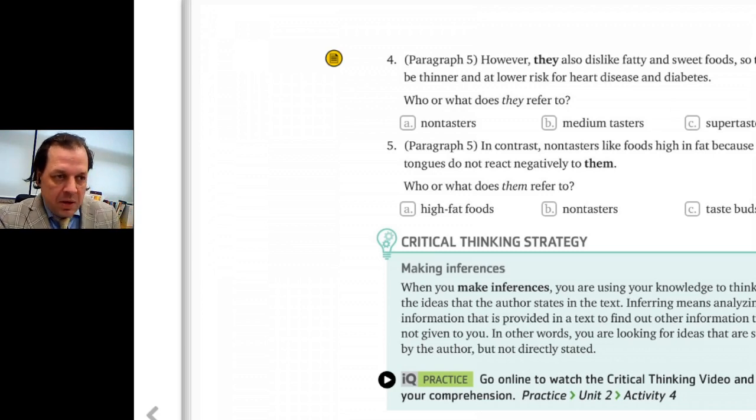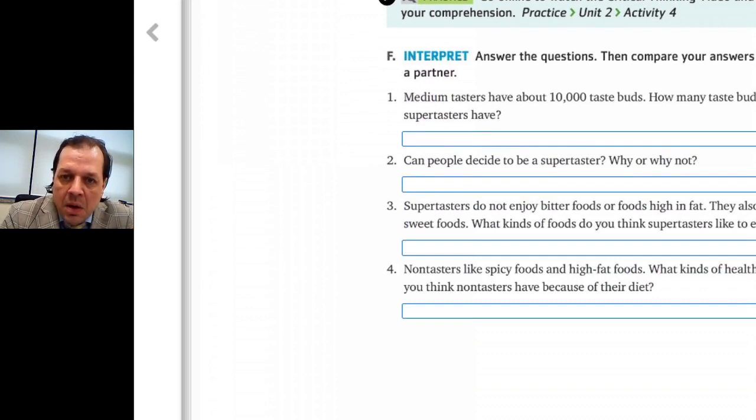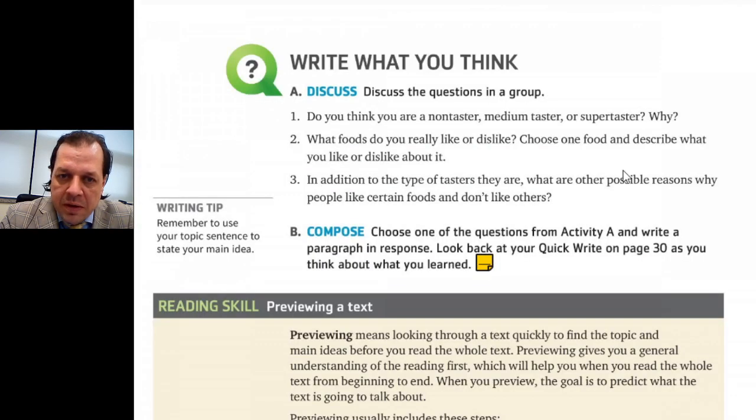So we have a small idea of what we might be asked in the future about inferences, okay? Pretty good idea, I guess. Here's an interpretation section. Okay, not too bad. You can look through the text to find these answers. There is a discussion section next on page 36.